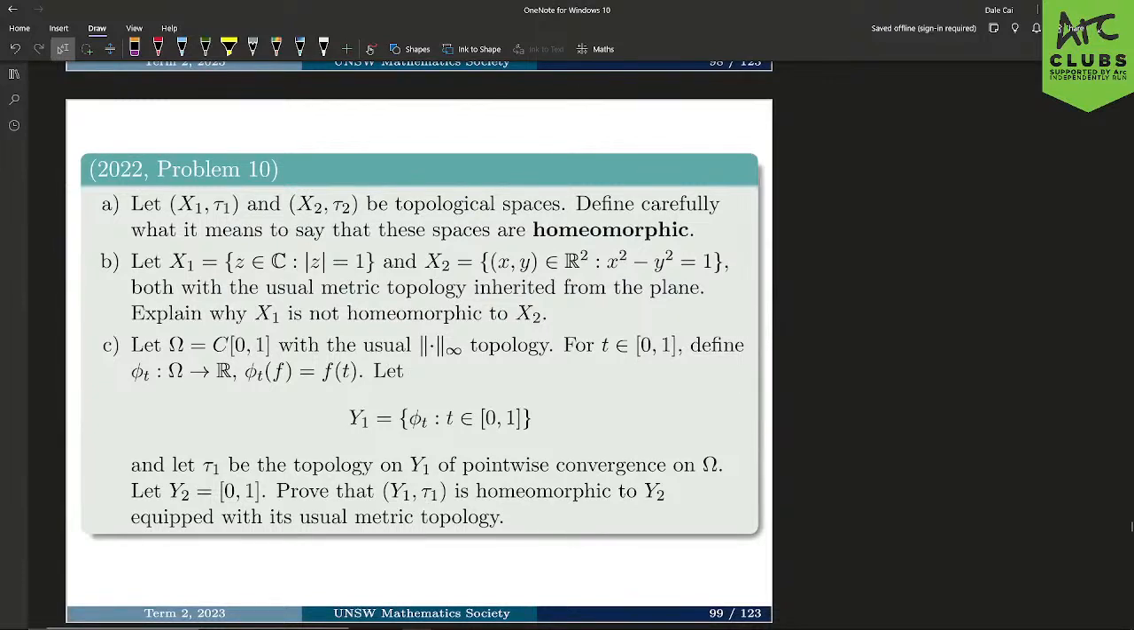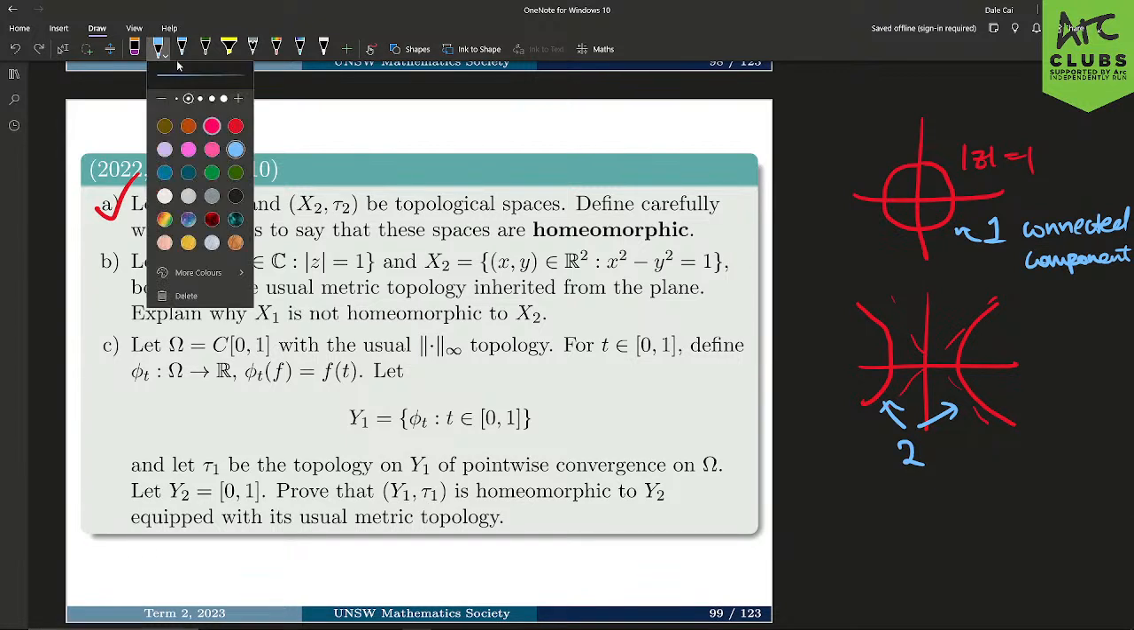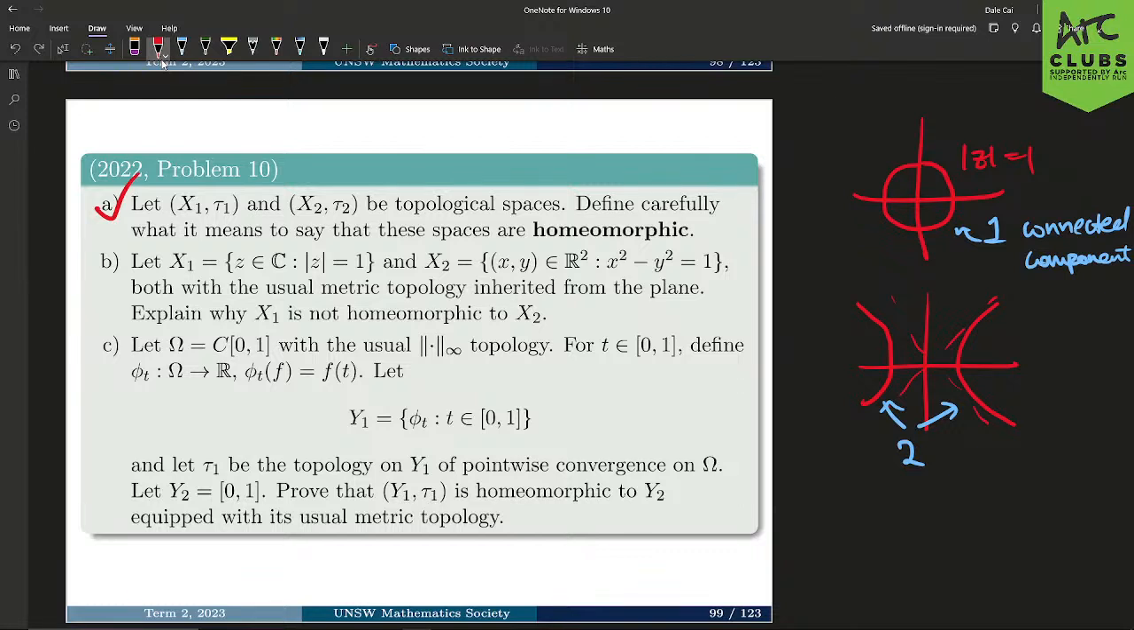And so that's important here because, okay, part A, I'm assuming we can do, it's just a definition. Part B, in the complex plane, the unit circle should not be homeomorphic to x squared minus y squared is 1. So that's going to be this rectangular hyperbola here. And the reason is because of a different amount of connected components. But here we clearly have 2. So that would be the reason why. You can make that more rigorous, but I won't.